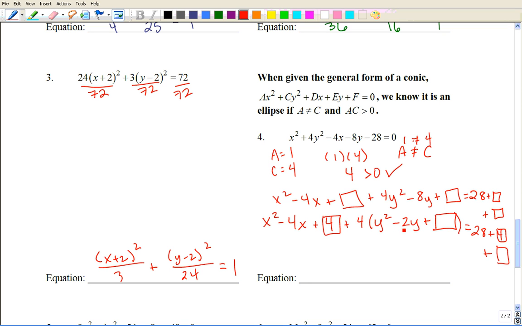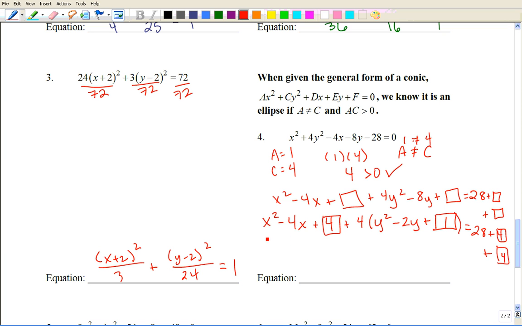Well, negative 2 divided by 2 is negative 1, and then squared is 1. So we're adding a 1 right there. But we're not just adding 1 to the other side. Don't forget about this 4. We're adding 1 times 4. So we're going to add another 4 to the right-hand side.